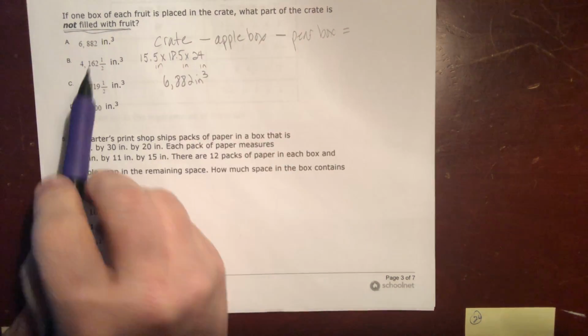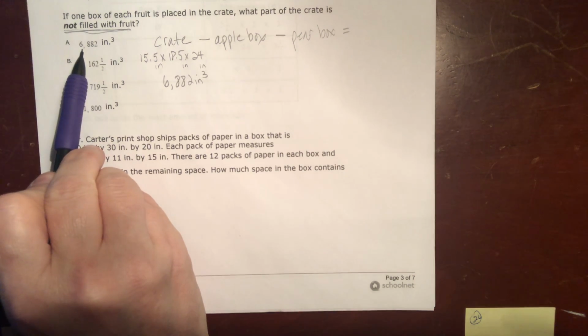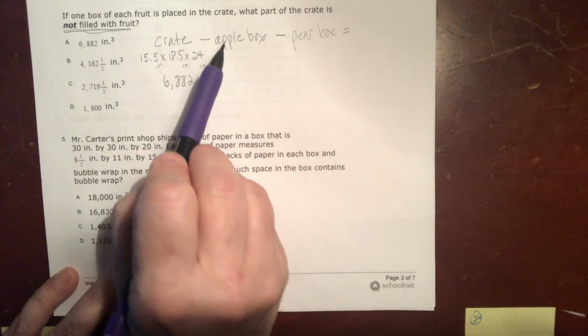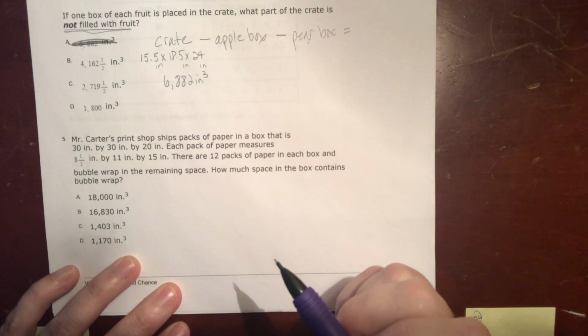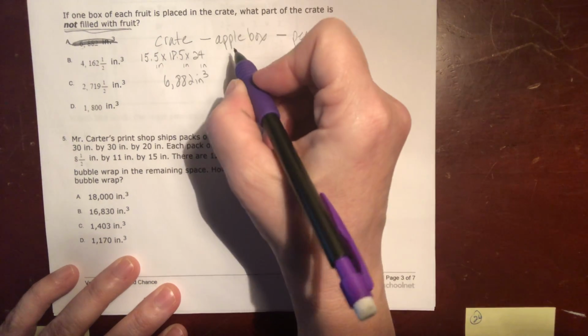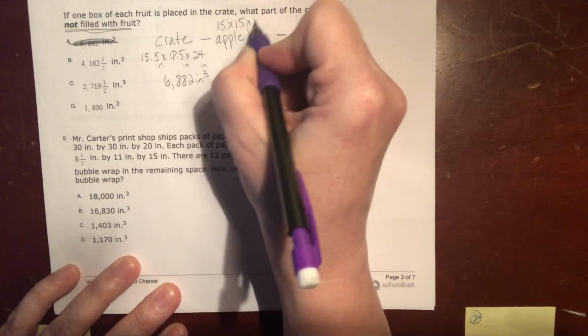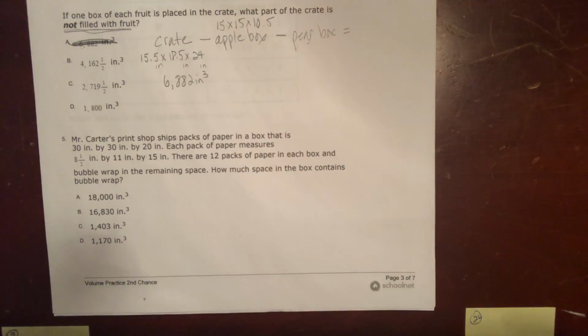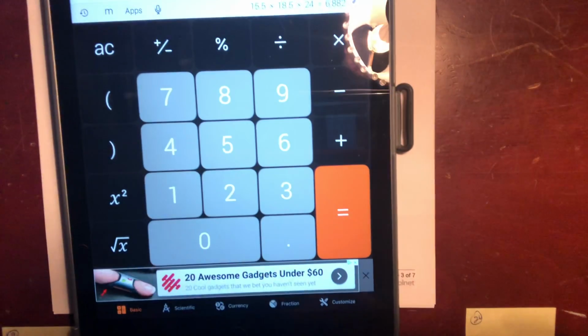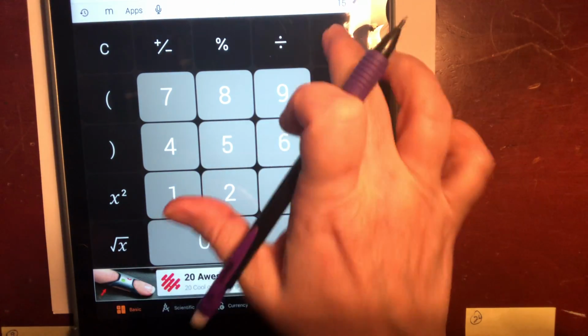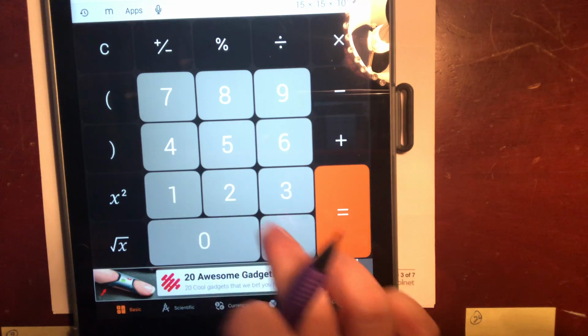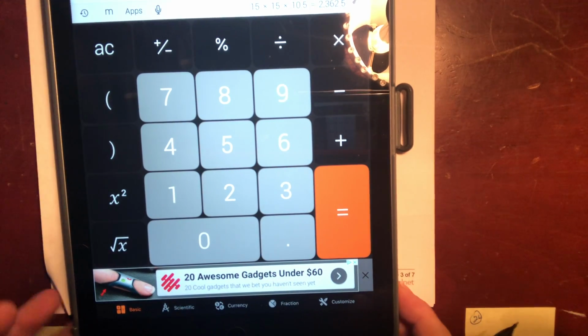Now I'd like to draw your attention to the fact that that is one of the answers, but we know it's not the final answer because we haven't subtracted those two things yet. Okay, now the apple box is 15 times 15 times 10.5, which is 2362.5.